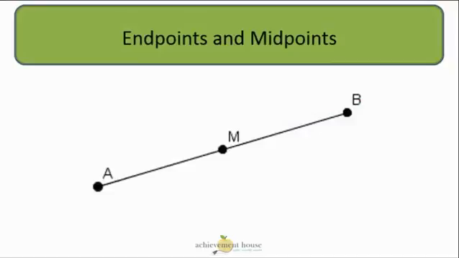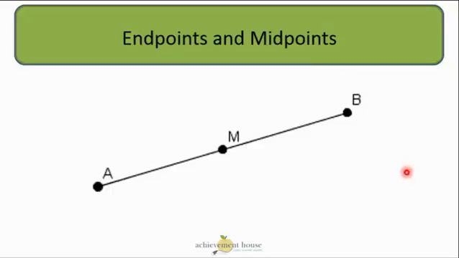Next, we're going to talk about endpoints and midpoints. Whenever you have a line segment anywhere, there will always be 2 endpoints. Those are the points still included on the line segment that are the very last points of the line segment on both sides. For example, the endpoints in this diagram would be A and B. They're the points that are at the end of the line segment.